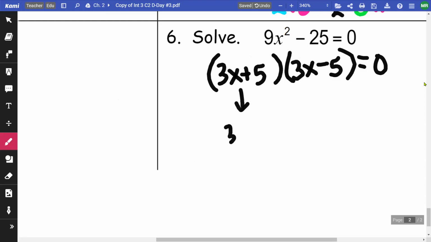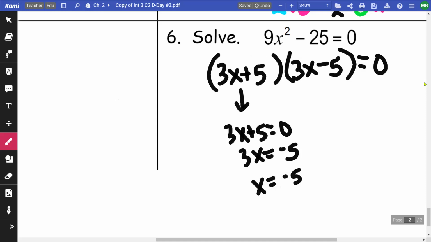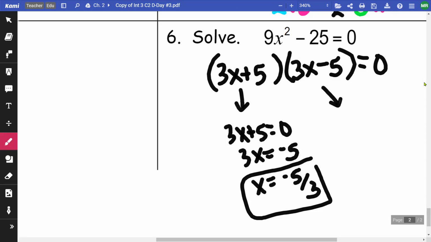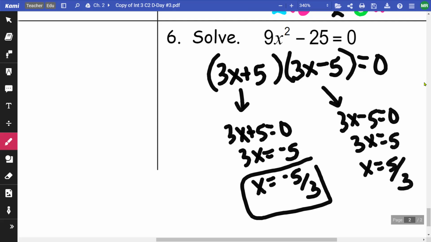I'm literally going to take this and set it equal to 0. So I'm going to get 3x equals -5, so x equals -5/3. That's one answer. Then the other one, I'm going to take 3x minus 5 and set equal to 0. I'm going to add 5 to both sides and divide by 3. And so I get +5/3.